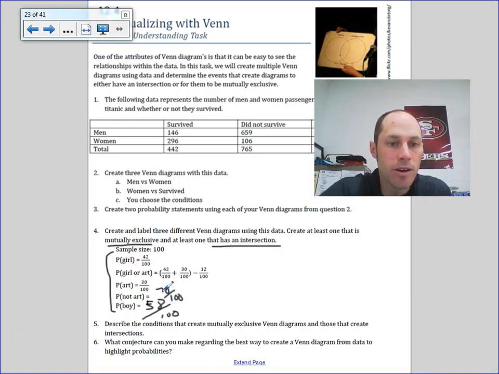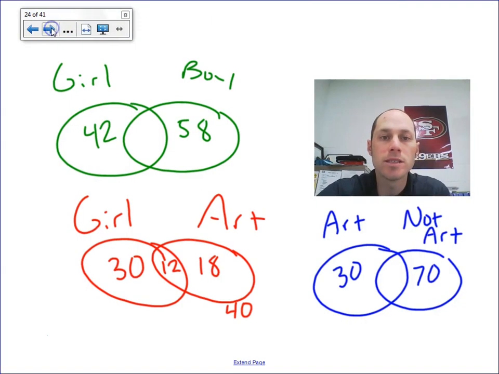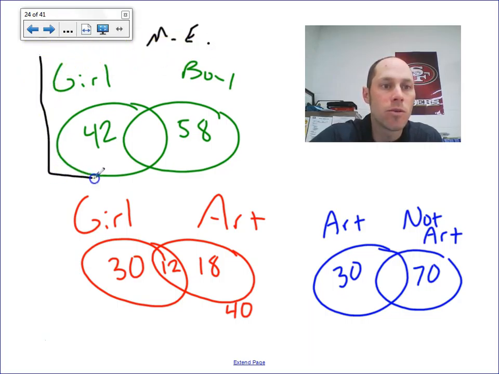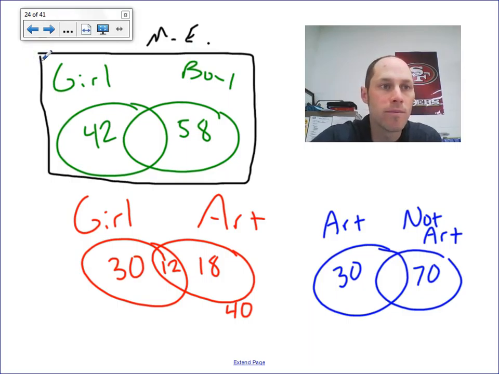So let's take a look at the Venn diagrams that I created. Maybe you had some different ones, but here's the ones I made. I made girl versus boy. That's my mutually exclusive one. So 42 girls, 58 boys, no overlap. You're either a girl or a boy. That's how God made you.